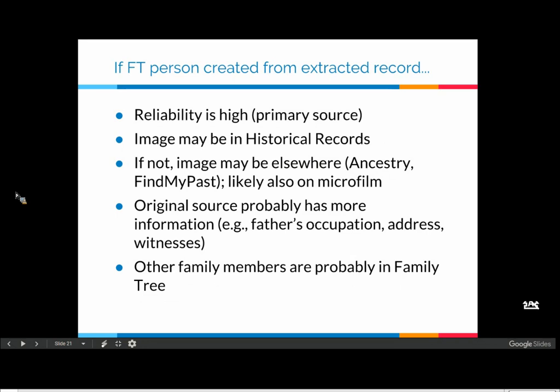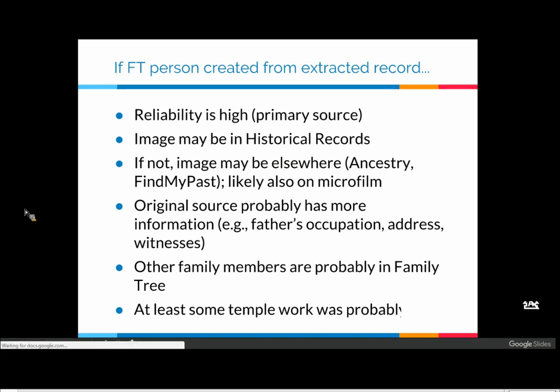And then finally, if you find a record in Family Tree that was created from an extracted record, you can be pretty confident that at least some and very likely all of the temple work was done. It may not show on the extracted record necessarily due to bad merges or duplications, that kind of thing. So if you find an extracted record that appears to need temple work, you probably want to search for duplicates on that, because the duplicate probably has the temple work on it.